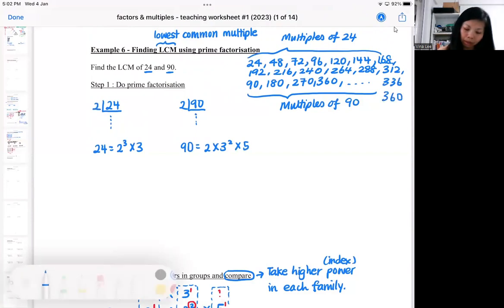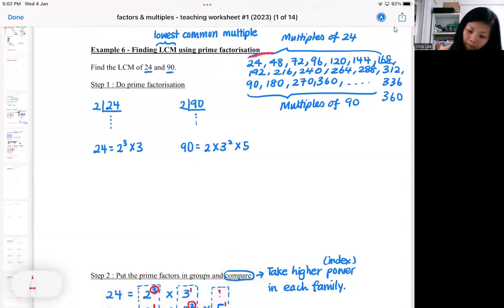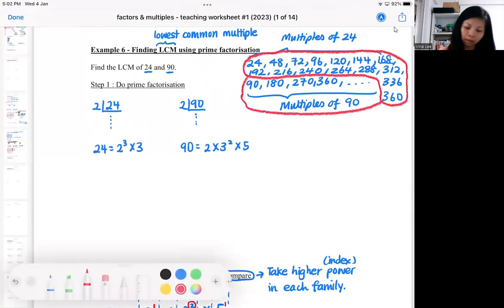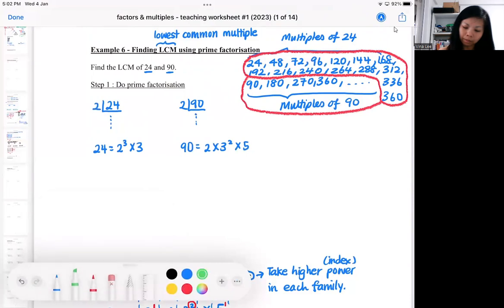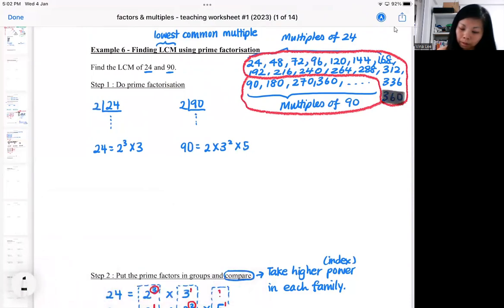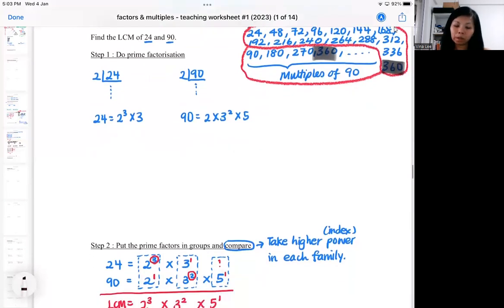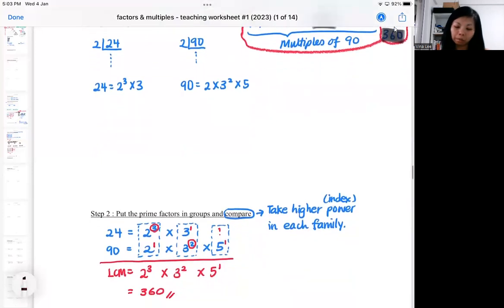Okay, it's a bit messy. This part are the multiples of 24. And if you compare to this part, 360 is the first number when the two of them are common. So this is the smallest common number between them. That's why we call it the lowest common multiple.